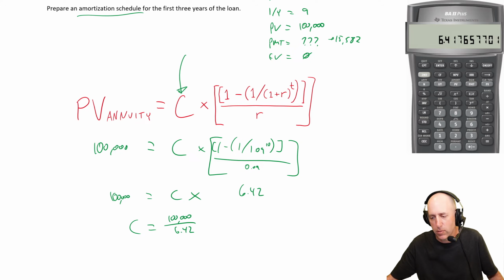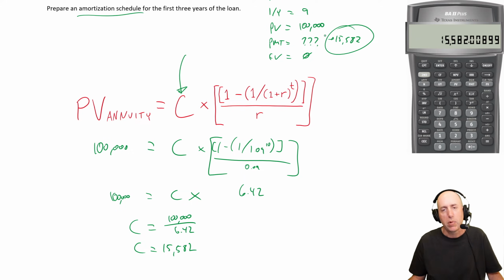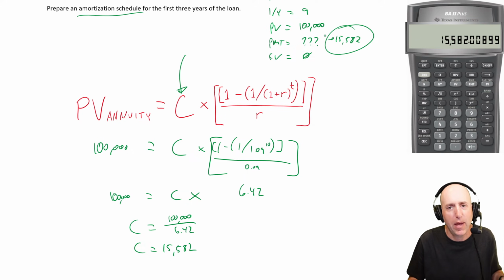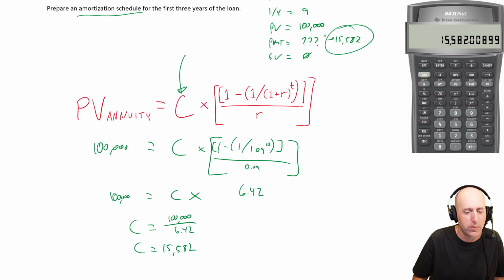And I'll just take this number, no rounding here. I hit 1 over x times 100,000. And that gets me the answer of 15,582. C equals 15,582. And look at that. That was our payment from before. Okay, so we've solved for the payment, but that isn't answering the question. The question said, give me an amortization schedule for the loan.